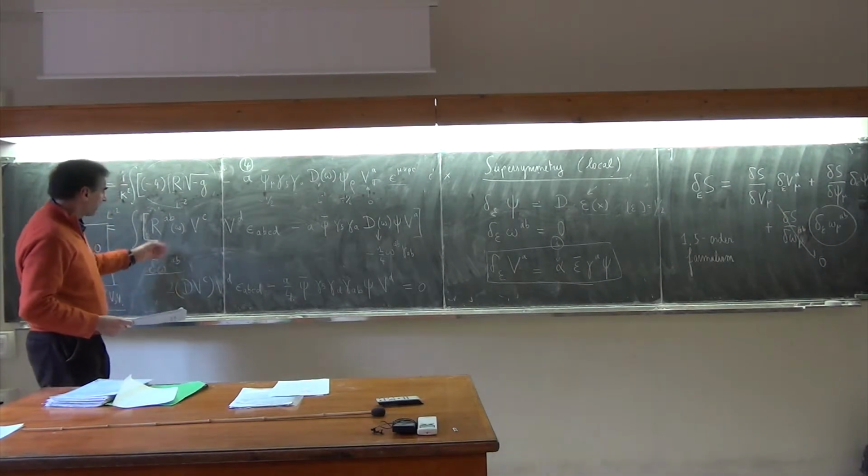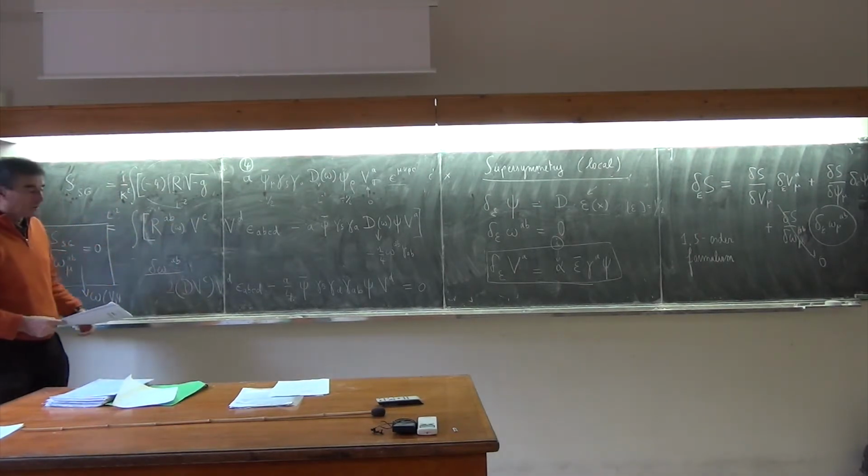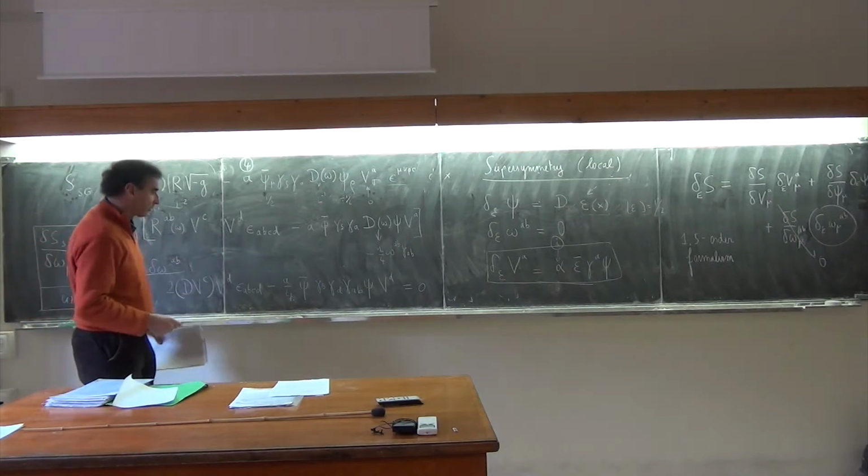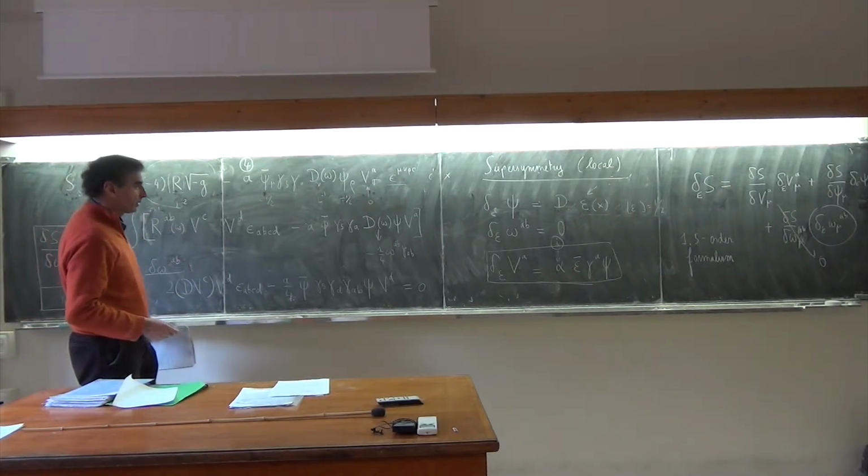This is the equation that comes out by imposing that the variation is 0 with respect to the spin connection. Is it clear to everybody?